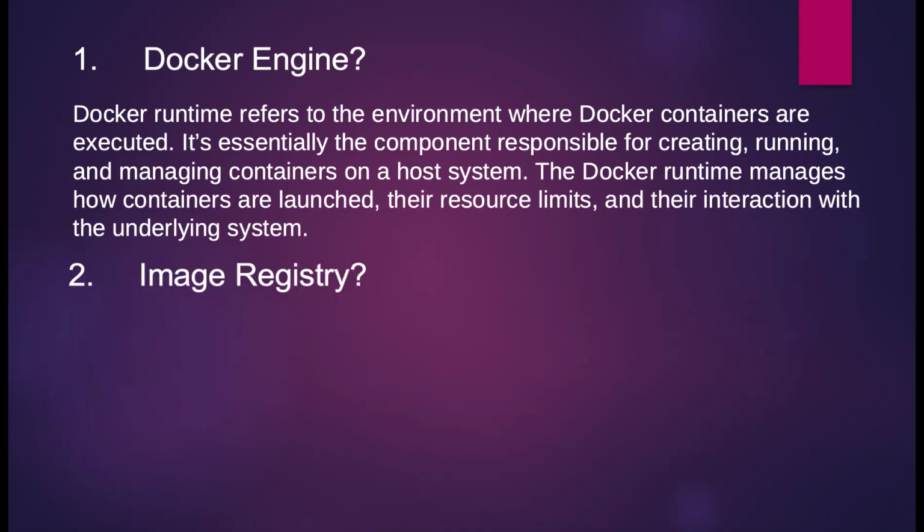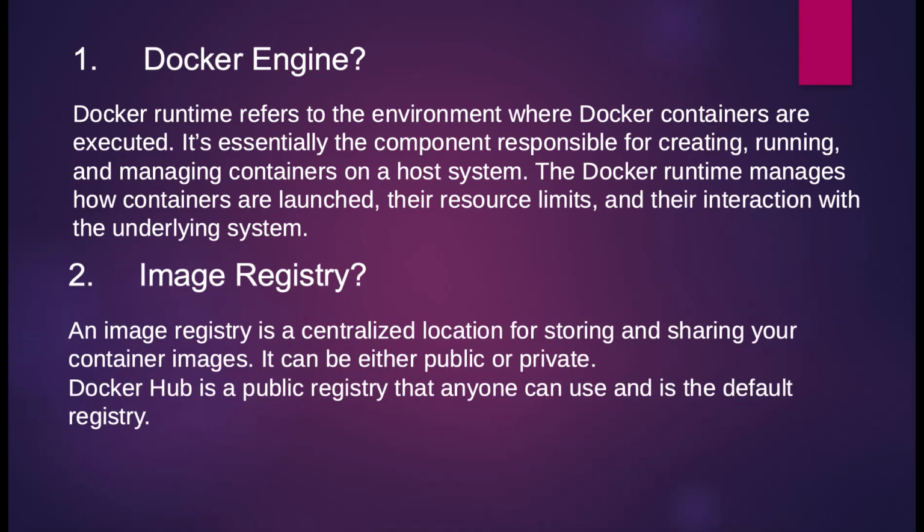So the second one is Docker registry. Docker registry is an image registry. It is a central location for storing and sharing Docker images. It can be either public or private. Docker Hub is a public registry that anyone can use and is the default registry. Public means that anyone can upload their image to the Docker registry, for example, Docker Hub.